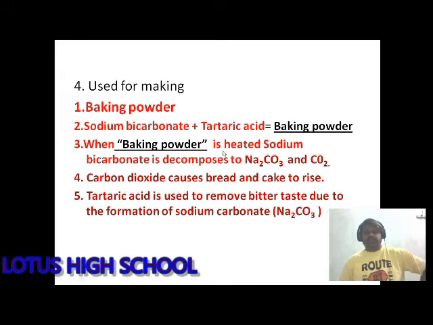So when baking powder is heated, sodium bicarbonate decomposes into Na2CO3 and CO2. Are you following or not? Take some amount of baking powder and place it in a test tube. Below it you keep a spirit lamp and give some heat. When the heat reaches the baking powder, the baking powder decomposes into Na2CO3 and CO2.